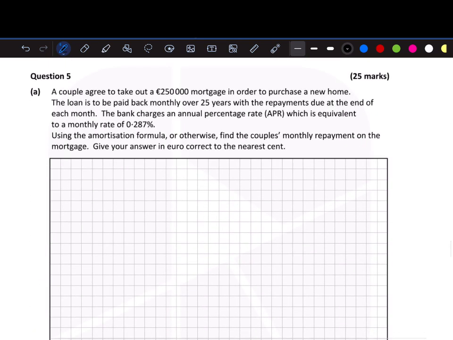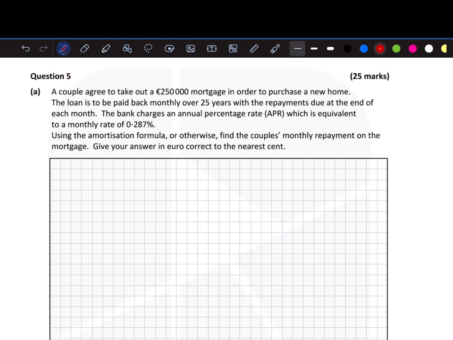Question 5. A couple agreed to take out a 250,000 euro mortgage in order to purchase a new home. The loan is to be paid back monthly over 25 years, with the repayments due at the end of each month. The bank charges an annual percentage rate, which is equivalent to a monthly rate of 0.287%. Use the amortization formula or otherwise find the couple's monthly repayment on the mortgage. Give your answer in euro, correct to the nearest cent.